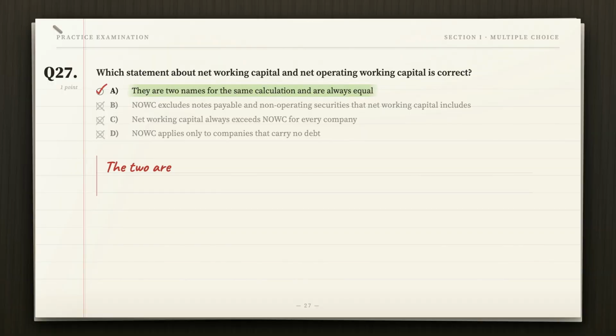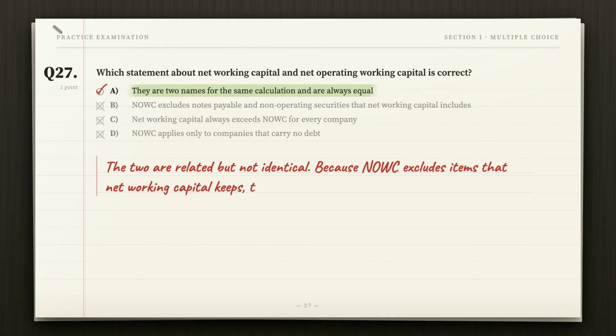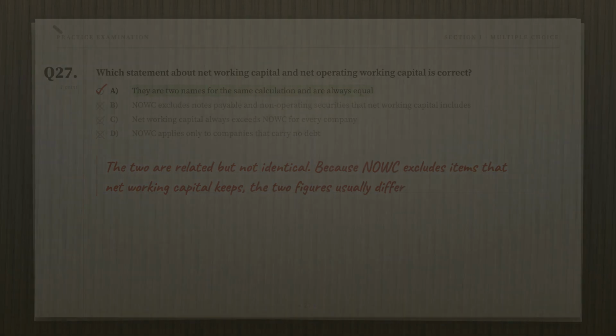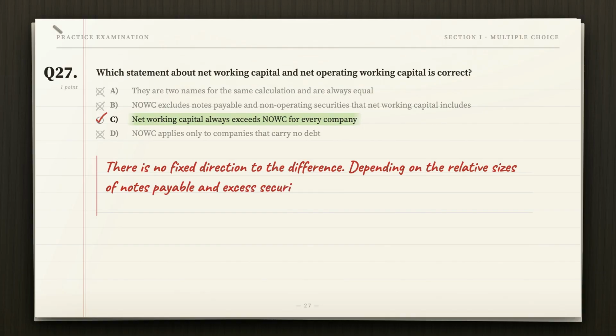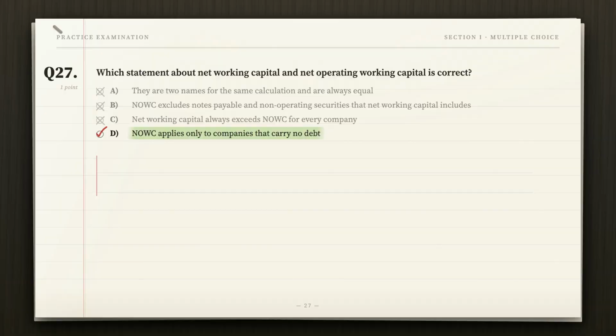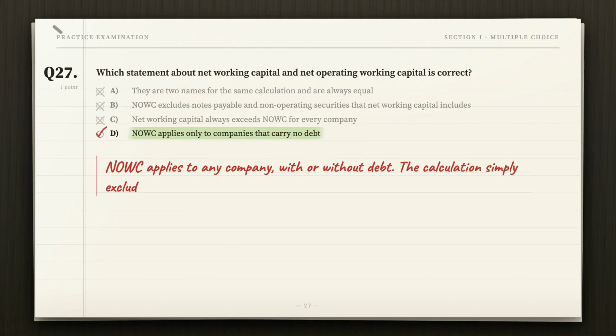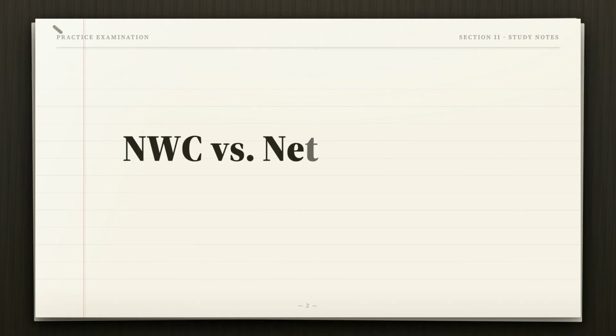A is wrong because the two are related but not identical. Because NOWC excludes items that net working capital keeps, the two figures usually differ. C is wrong because there is no fixed direction to the difference, depending on the relative sizes of notes payable and excess securities. NOWC can be larger or smaller than net working capital. D is wrong because NOWC applies to any company, with or without debt. The calculation simply excludes notes payable when it is present.